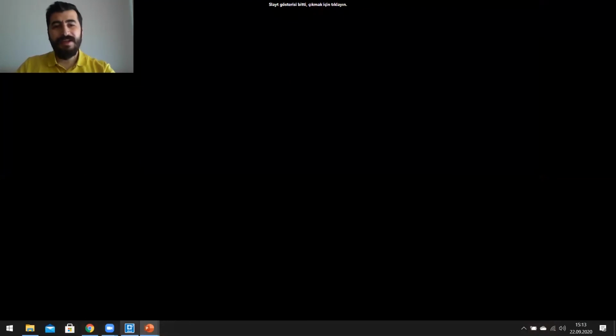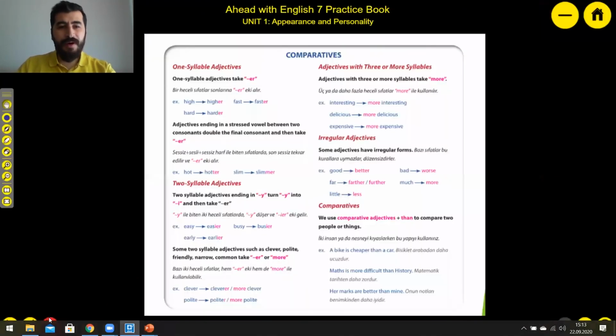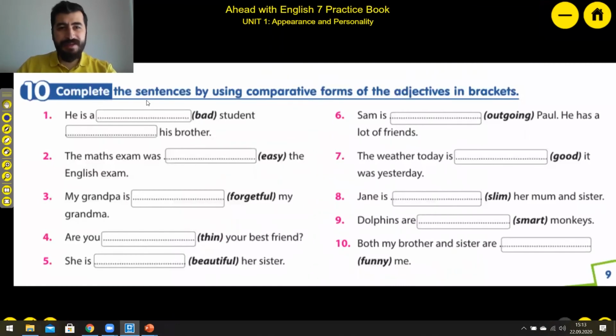Okay. Now let's do some more examples. Complete the sentence by using comparative forms of the adjectives in brackets. We have bad in brackets. He is a blah blah student. Bad changes into what? Remember? Very good. Bad changes into worse: he is a worse student than his brother.